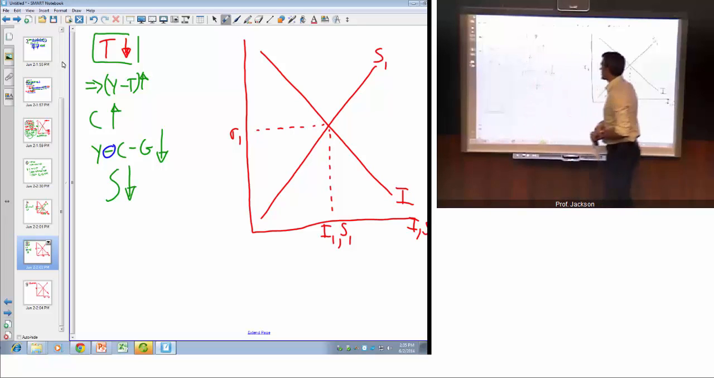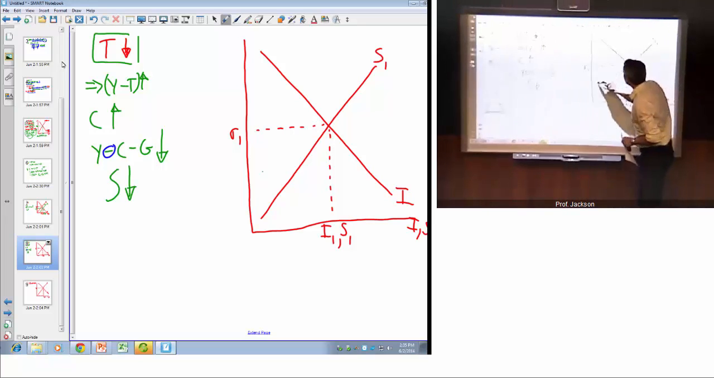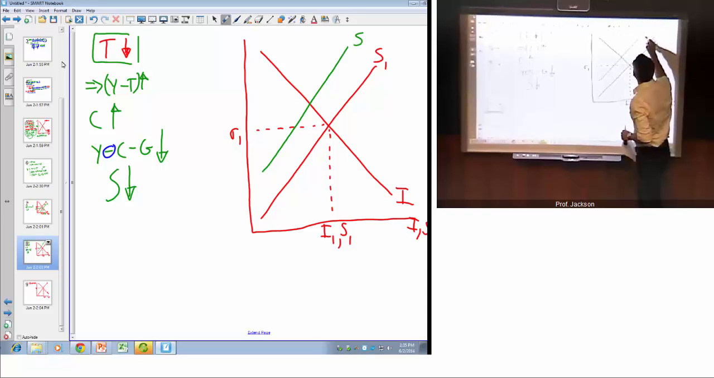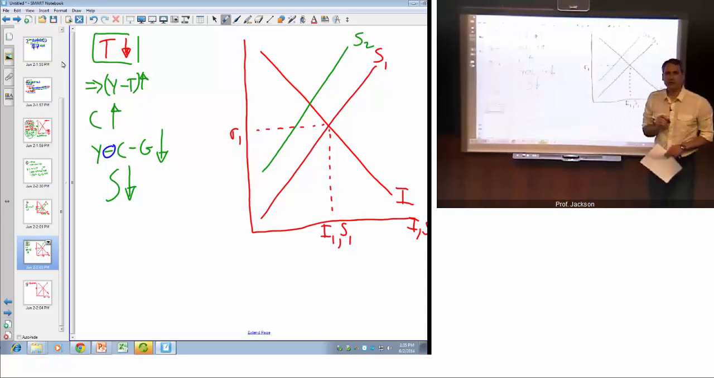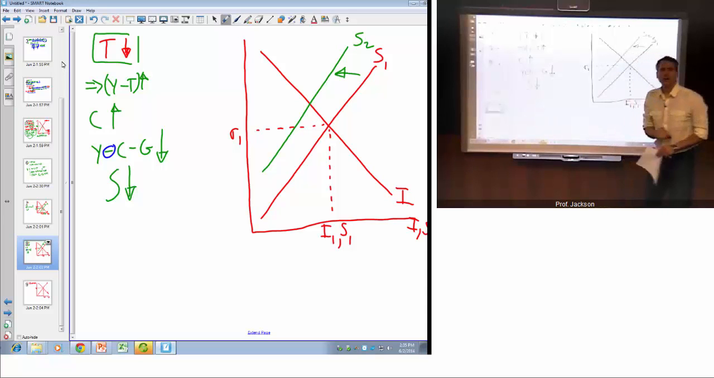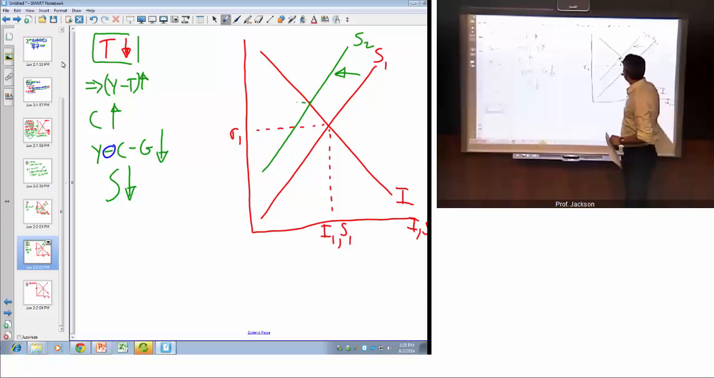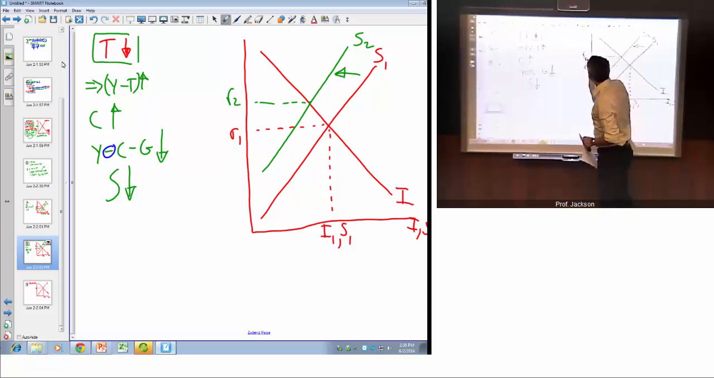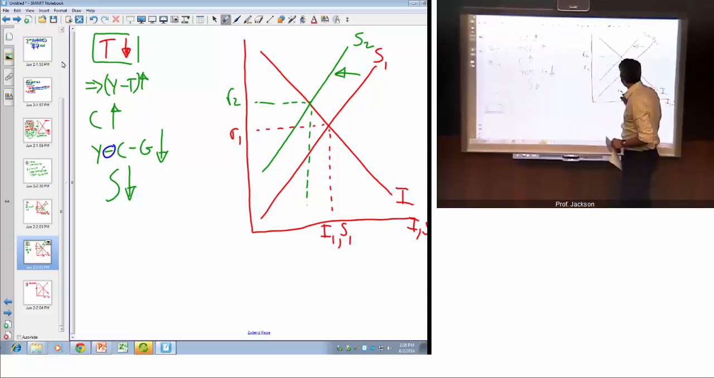And so what this means is that at any given interest rate, the amount of saving in the economy is going to decline. The quantity of saving available is going to go down domestically. And so we get this shift to the left of our savings function. That results in a higher equilibrium real interest rate.